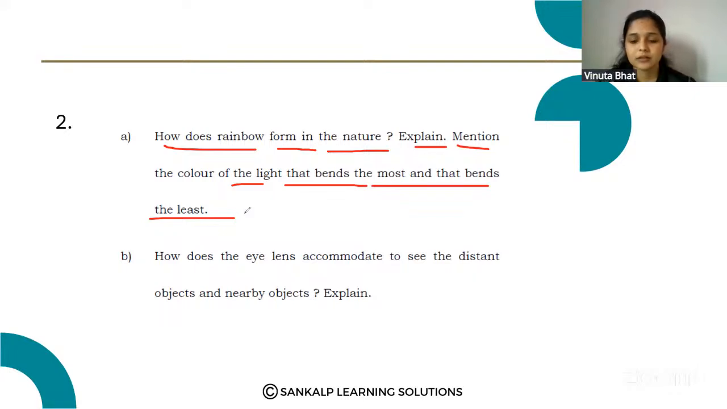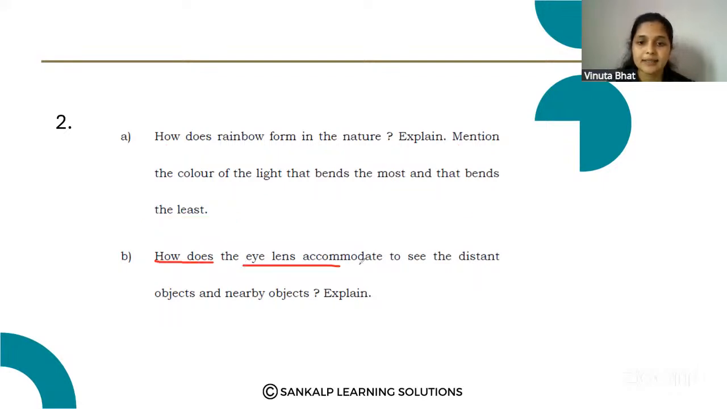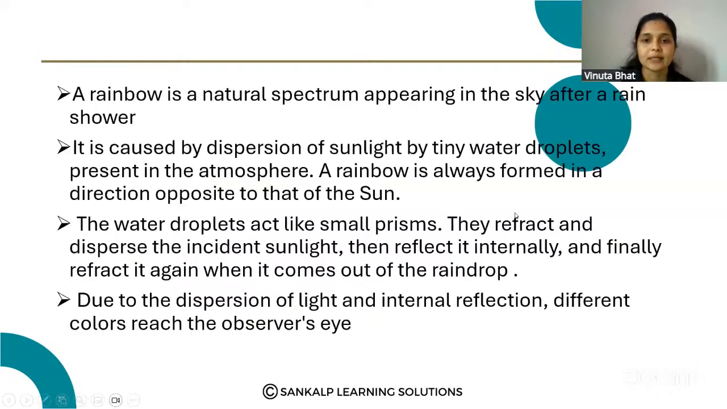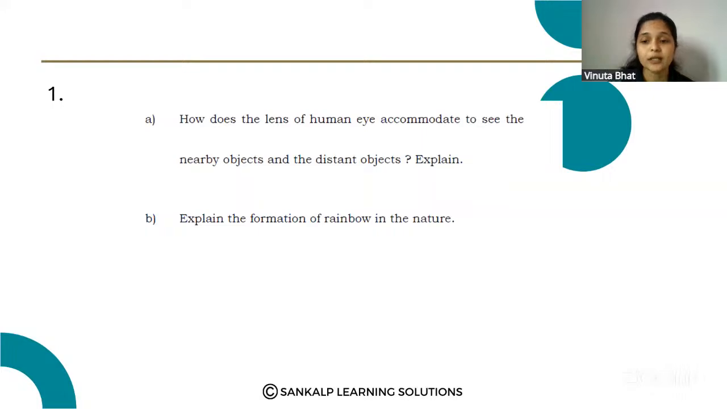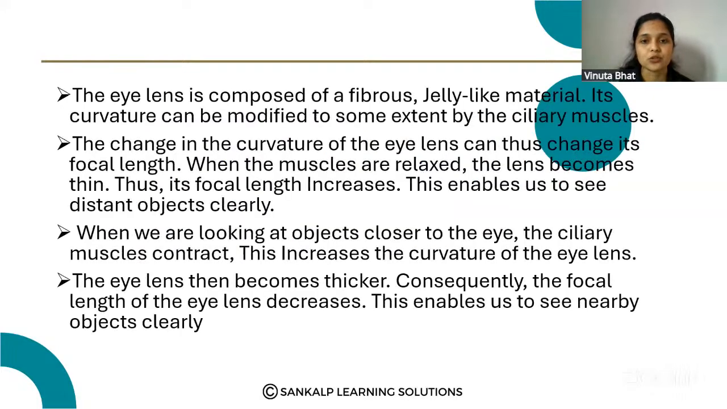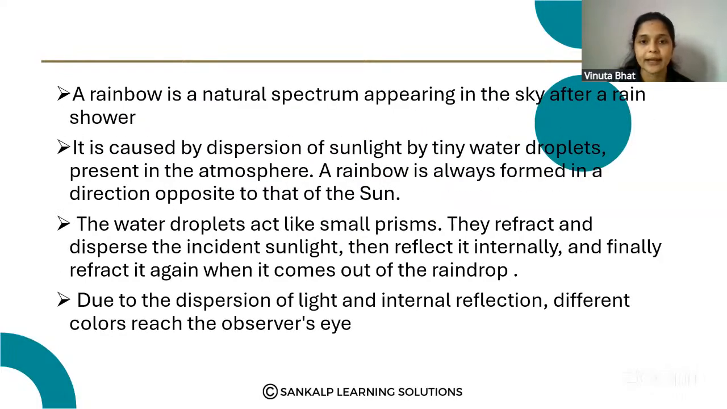Next. Yes, we have already solved this. How does rainbow form in the nature? That question. And how does the eye lens accommodate to see the distant objects and the nearby objects? Explain. So that we have also solved in the first question, right? So both are the same question, but very important because they are repeated questions. So I kept this in 2 slides.